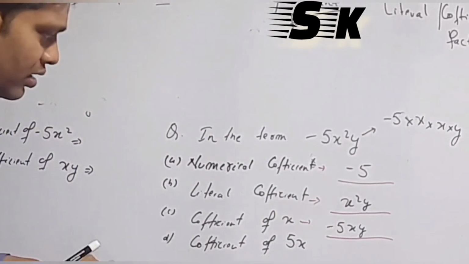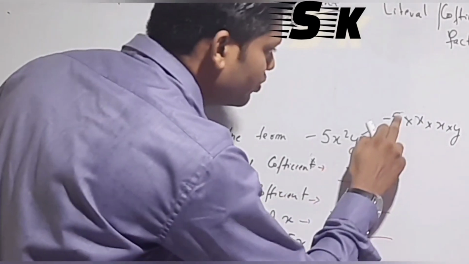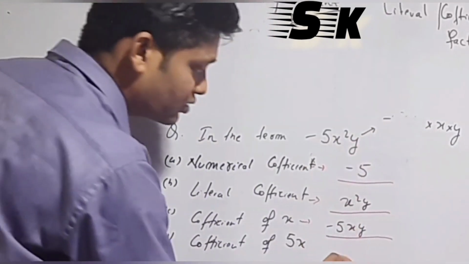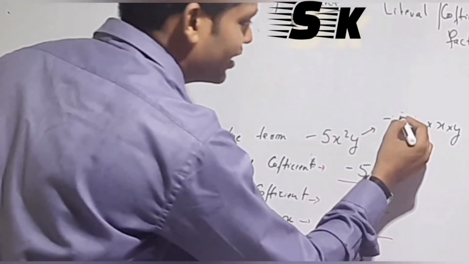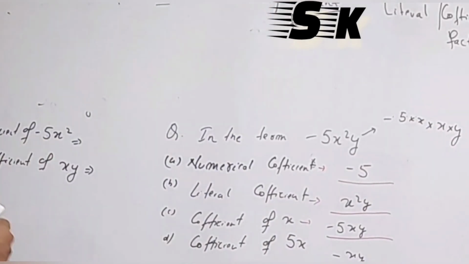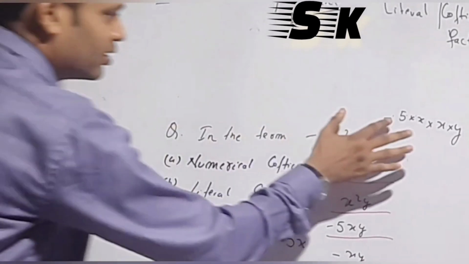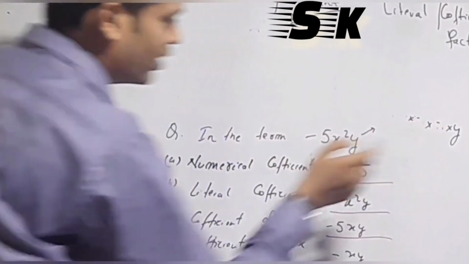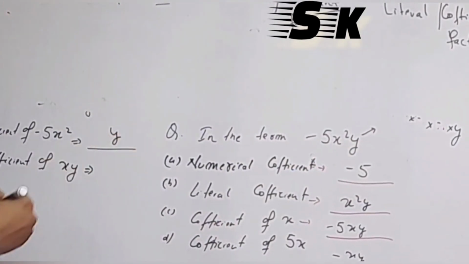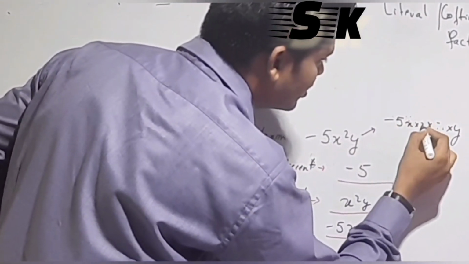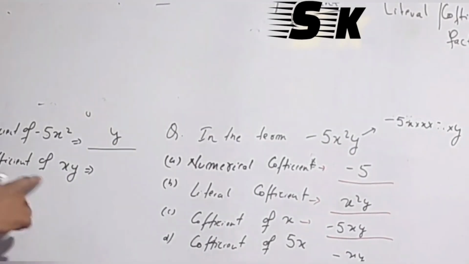Now next one, coefficient of 5x. Remove the 5 and remove the x. Minus is not there, right? So only 5 and x are removed, and the answer is minus xy. Very good. Next, minus 5x square. Do you want to do it? Just pause the video and do the sum. Simple. Remove the minus, remove the 5, x square means x into x, so remove it. The answer is only y. Only y.